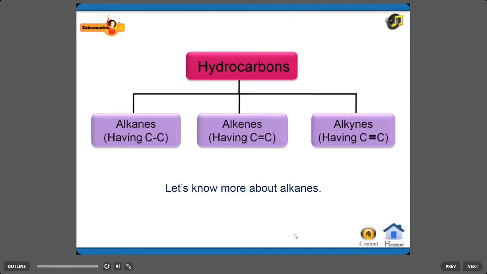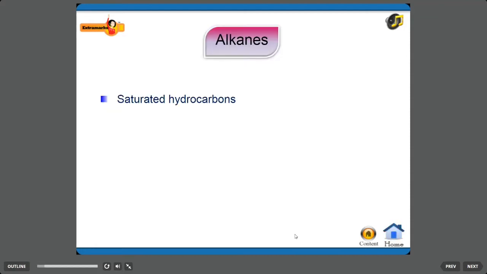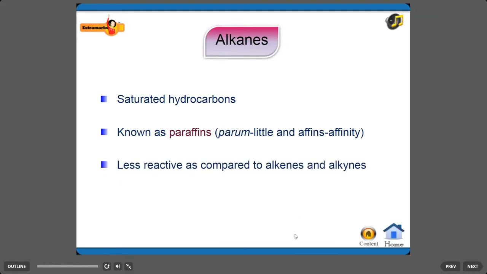In alkanes, at least one carbon-carbon single bond is present. Alkenes have at least one carbon-carbon double bond, while in alkynes, at least one carbon-carbon triple bond is present. Let us know more about alkanes. Alkanes are the saturated hydrocarbons and are commonly known as paraffins. This word is made up of two words, parum, meaning little, and affinis, meaning affinity. They are less reactive as compared to alkenes and alkynes.